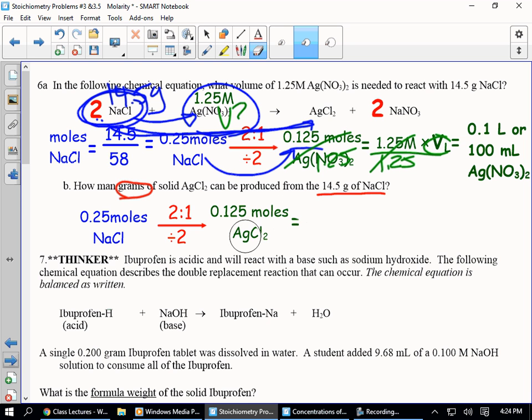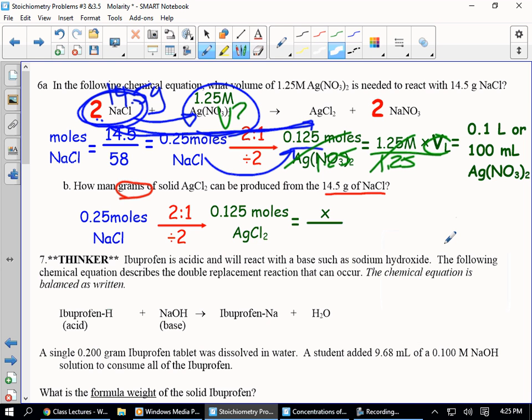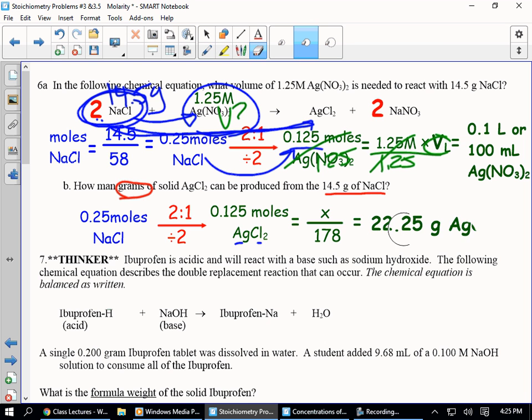But now I want to know the mass of AgCl2. So I'm going to put X over the formula weight of AgCl2. So 1 silver, 2 chlorines. When you get that, you're at 178. Multiply them together, and you get 22.25 grams of AgCl2.